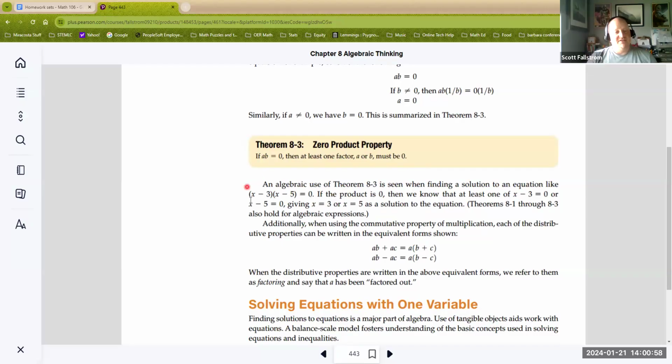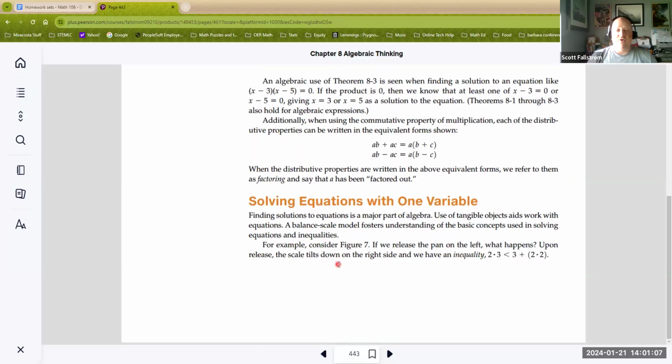Now, again, you've probably seen it in algebra where you were factoring something and setting it equal to 0. And you'd say, well, either the first one is 0 or the second one is 0, giving you the idea that there could be more than one solution to an equation. Okay, solving equations with one variable.